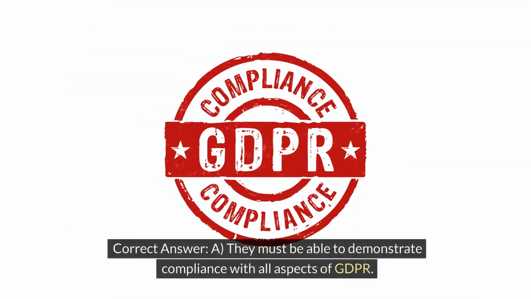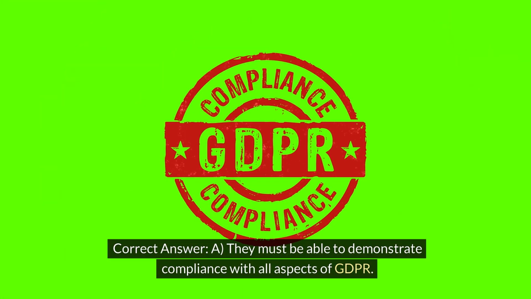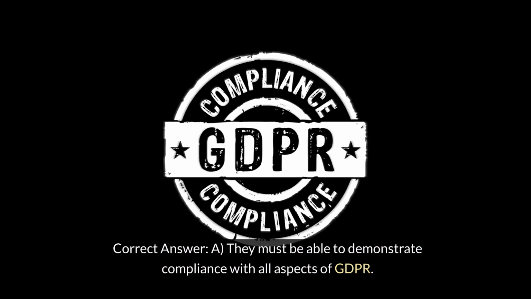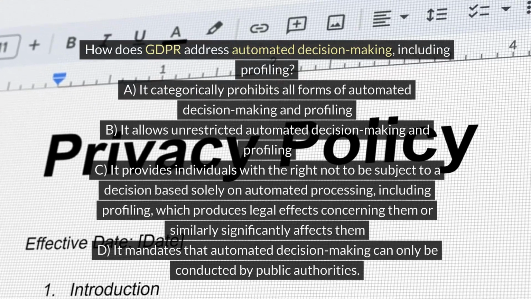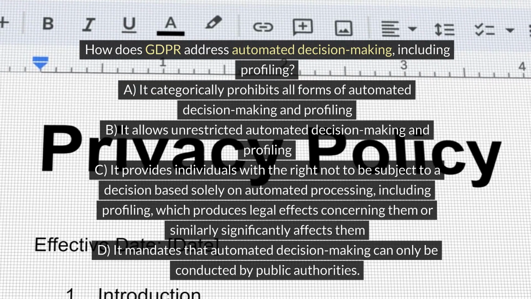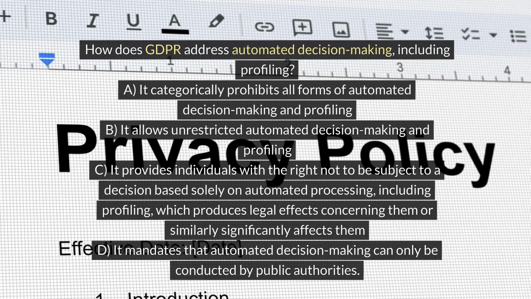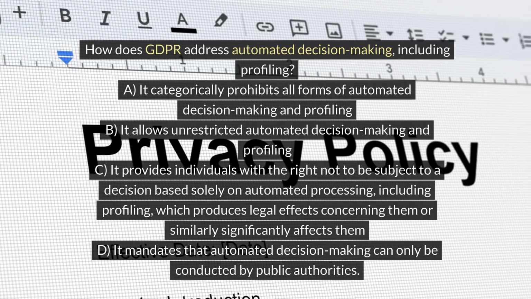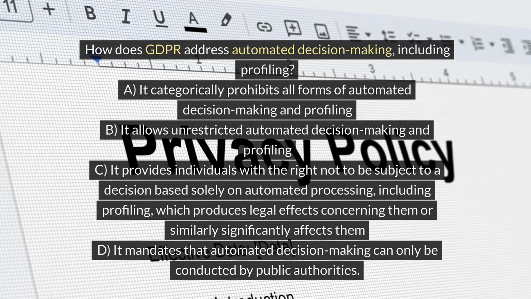Correct answer. They must be able to demonstrate compliance with all aspects of GDPR. How does GDPR address automated decision-making, including profiling? A. It categorically prohibits all forms of automated decision-making and profiling. B. It allows unrestricted automated decision-making and profiling.